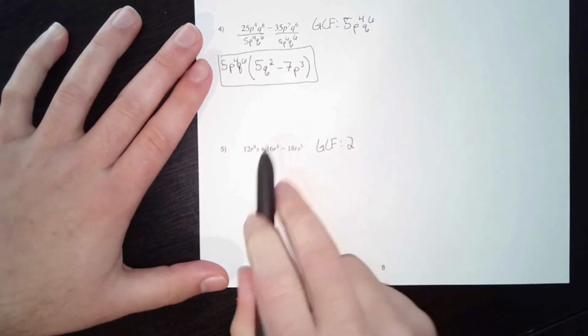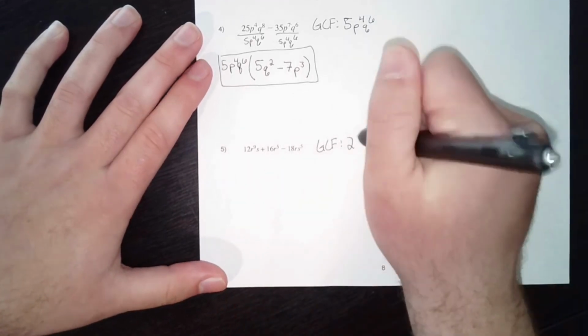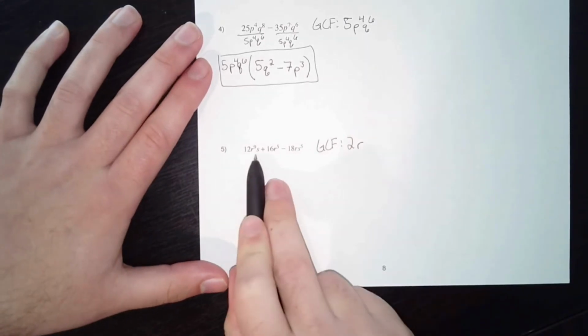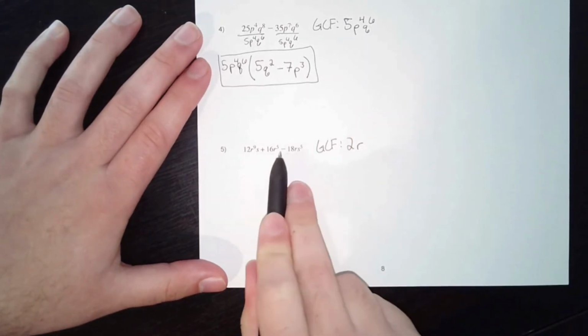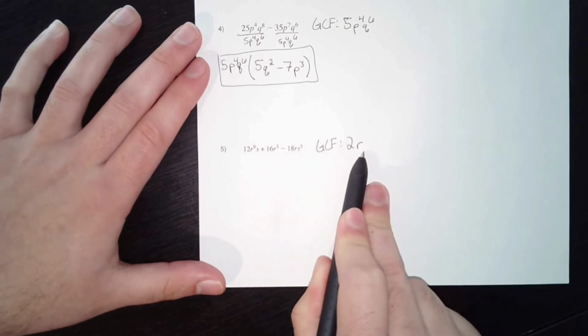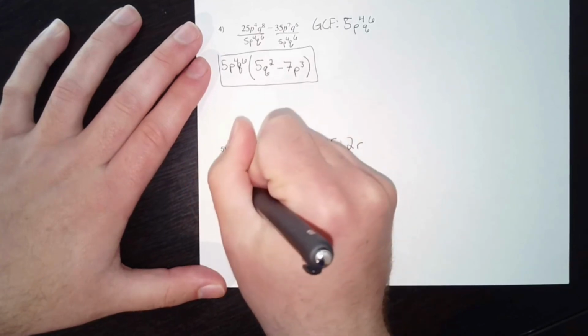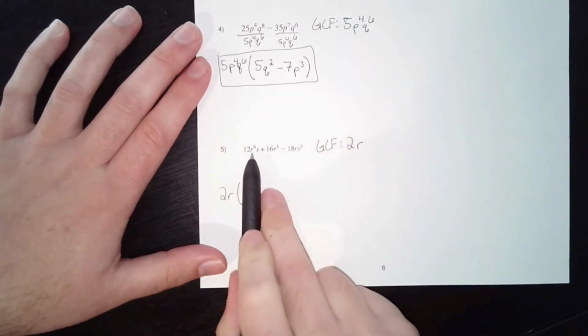Looking at r's, I have an r to the 9th, an r to the 5th, and just r, or r to the 1st, so that's the only one I can take. For s's, I have 1 in the first, 5 in the last, but I don't have any in the middle here, so I'm not allowed to put any s's in my GCF. So my GCF is just going to be 2r. I'm going to put that out front. And then in parentheses, I got to divide by 2r.